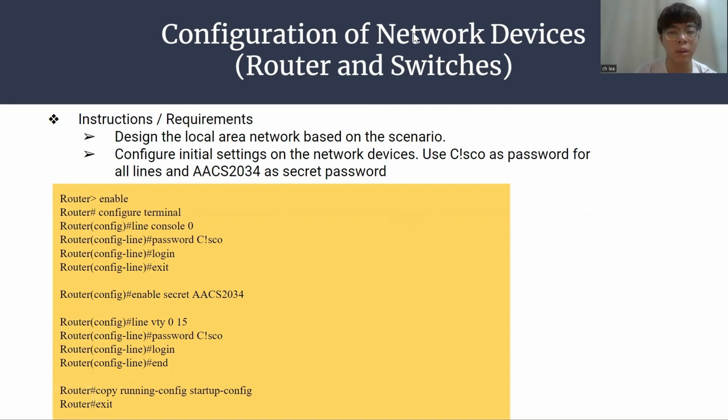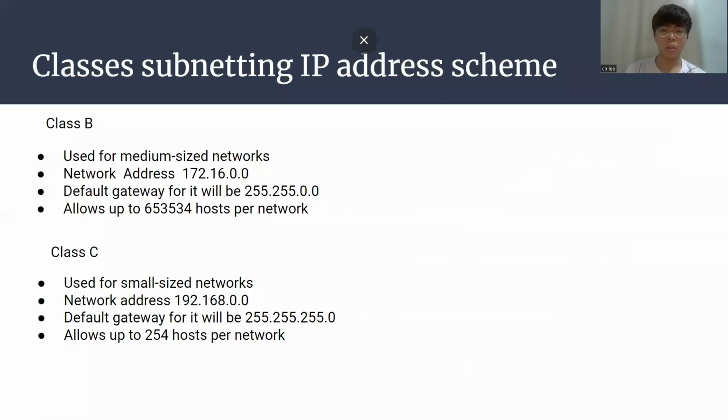Now I will talk about class subnetting IP address ranges. Class B, used for medium-sized networks, has the network address 172.16.0.0. The default subnet mask for it is 255.255.0.0, and it allows up to 65,534 hosts per network. Class C, used for small-sized networks, has the network address 192.168.0.0. The default subnet mask for it is 255.255.255.0, and it allows up to 254 hosts per network.